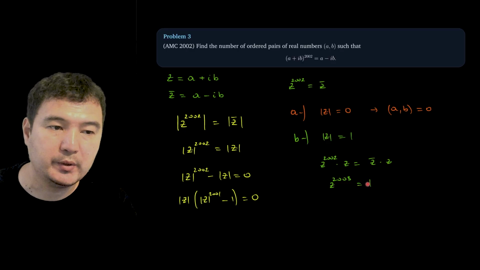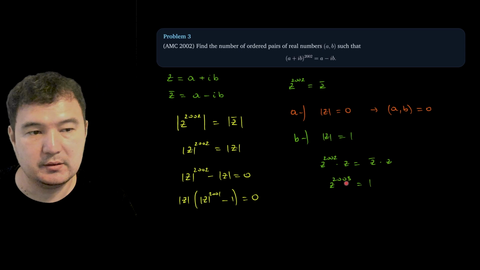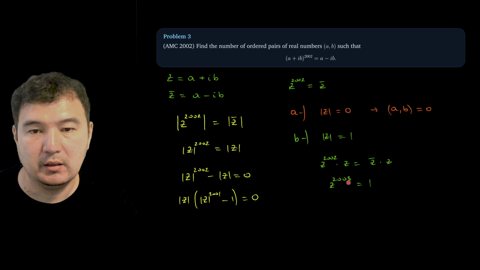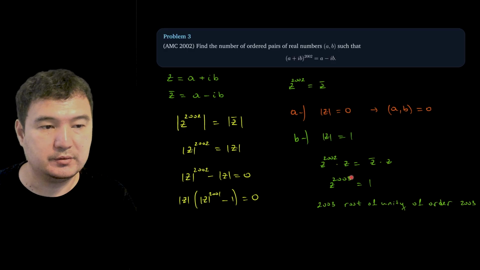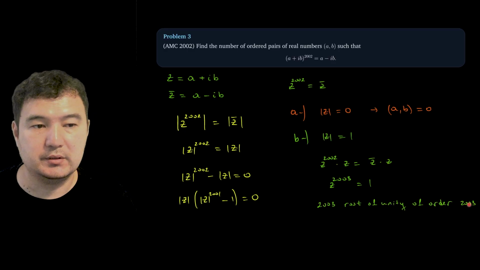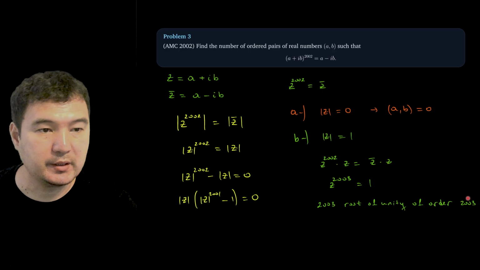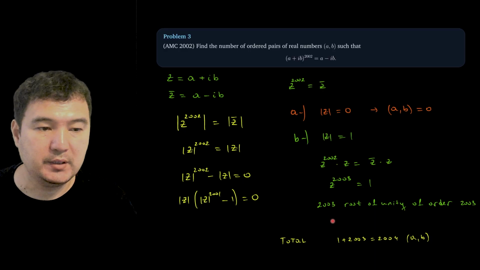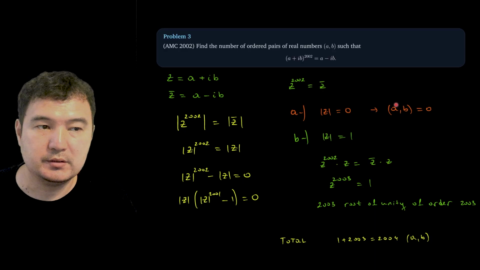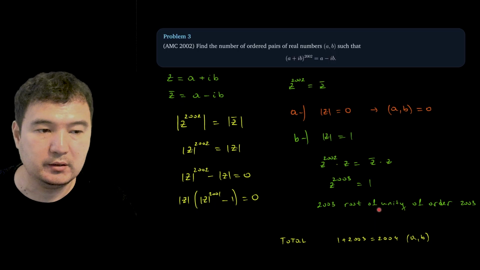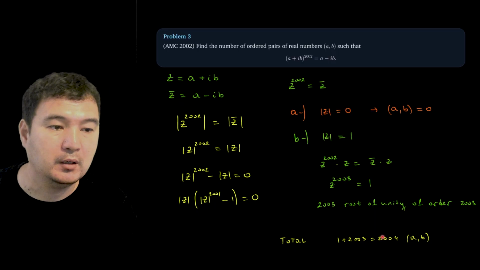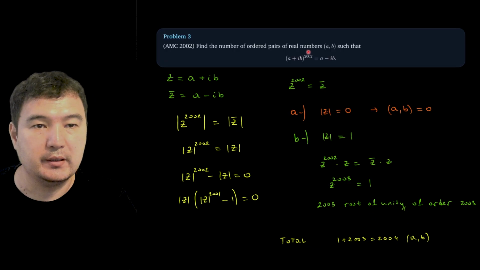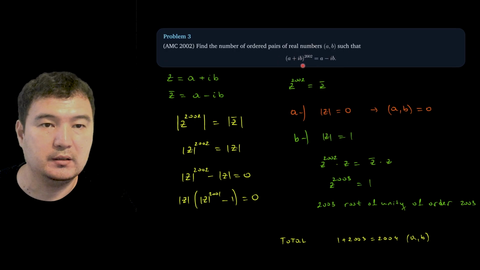We know how many roots this equation has. It has 2003 roots, the 2003rd roots of unity. So, summarizing for a and b in total, we have one root, a equal to b equal to 0, plus 2003 in the second case. So in total we have 2004 pairs of a and b that can satisfy this equation.